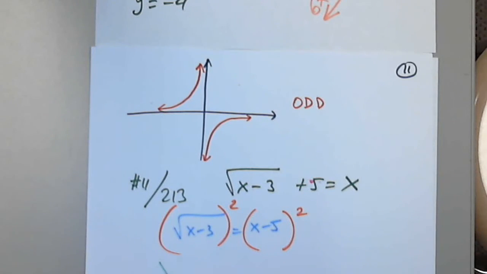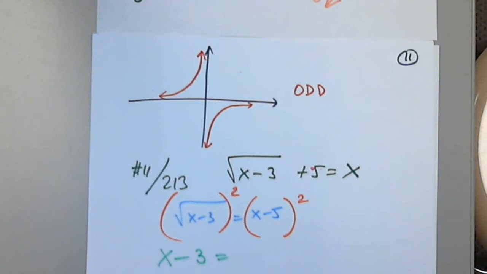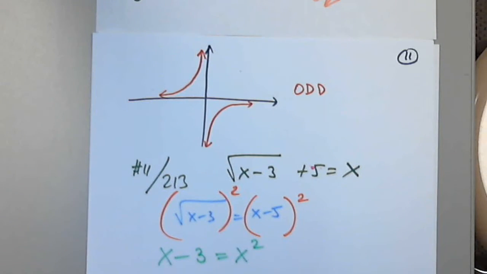X minus 3. Perfect. What do I get on the right? X squared minus 10x, very good, plus 25. Awesome. First term squared minus 2 times the first times the second plus the second term squared, awesome.